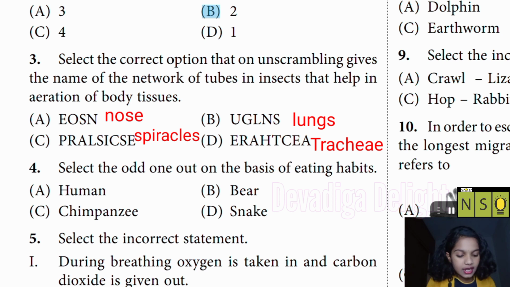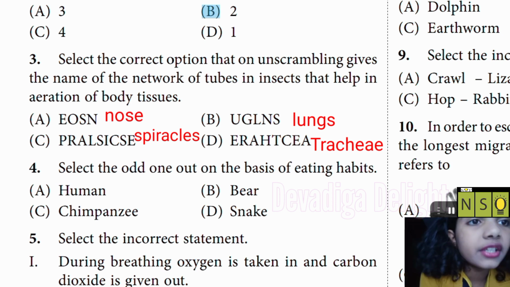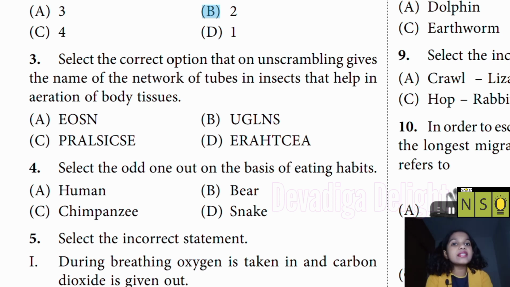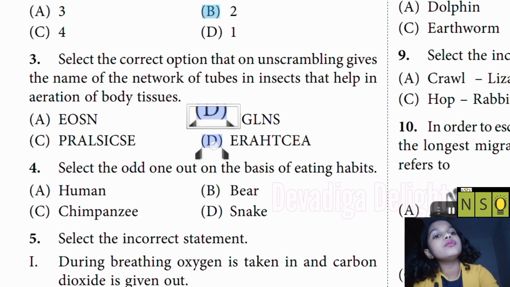We know nose, lungs and spiracles can't be the right answer because they are not the network of tubes in insects that helps aeration of the body tissue. That means D will be the right answer, and if you unscramble it, it will become trachea. Trachea is the network of tubes in insects that helps aeration of the body tissue.